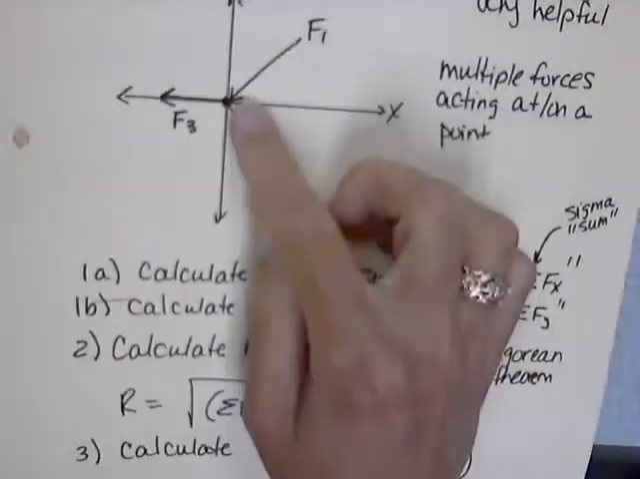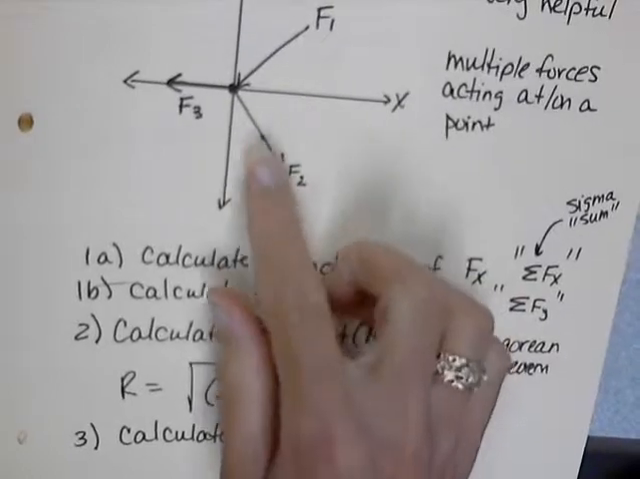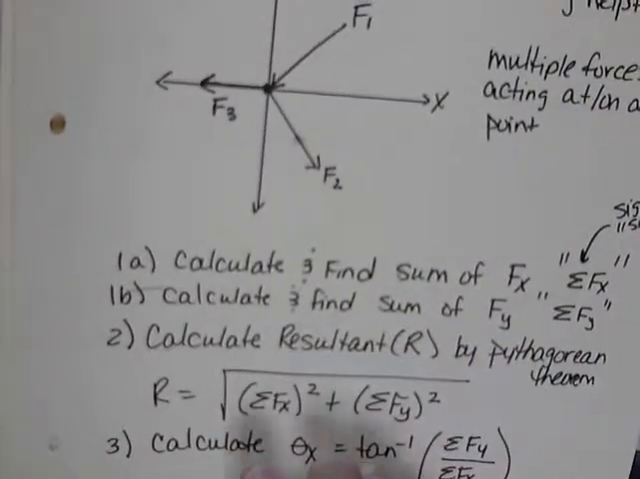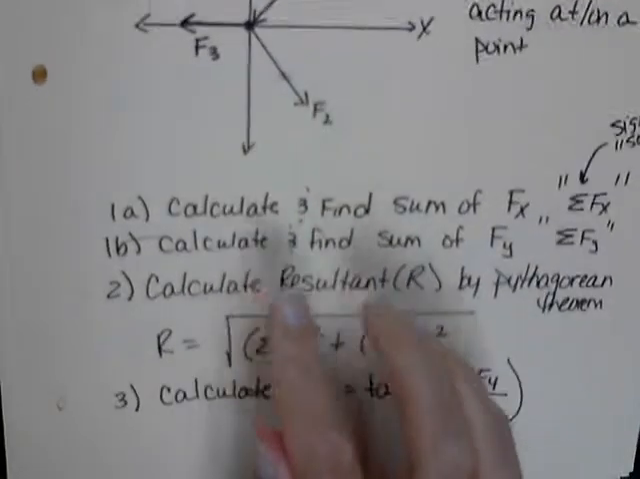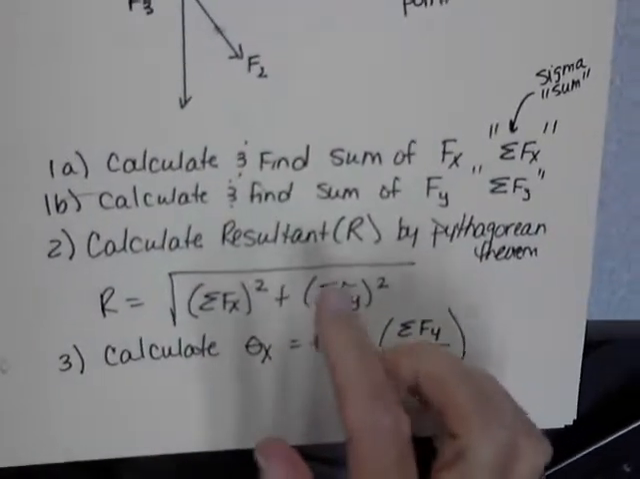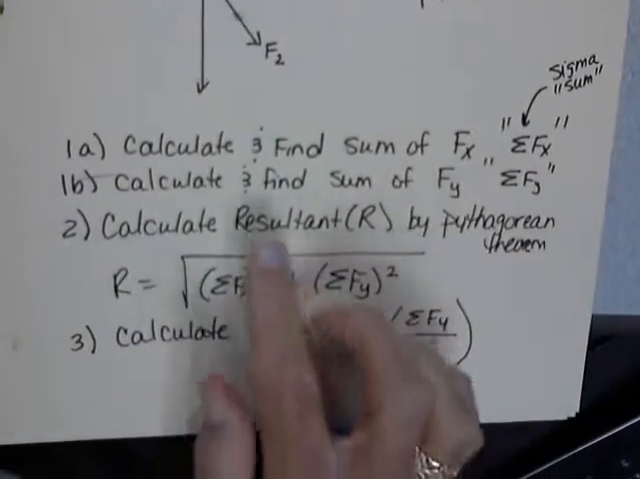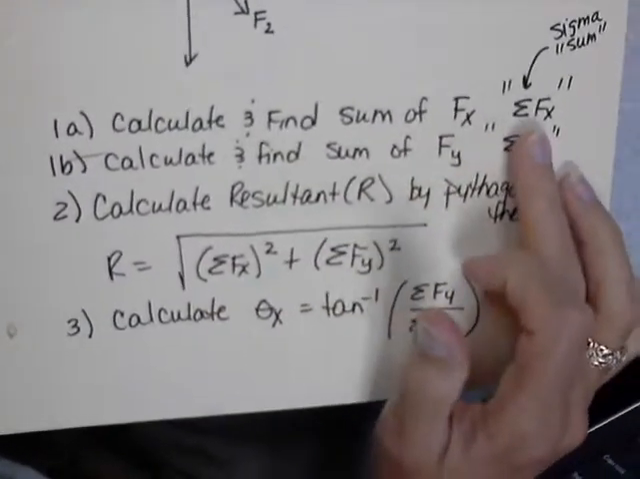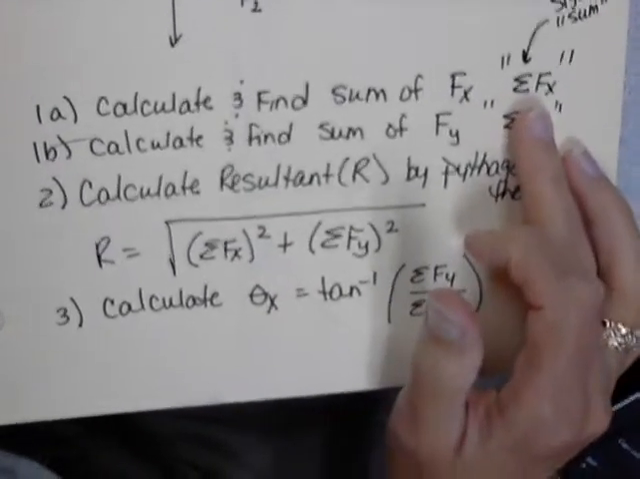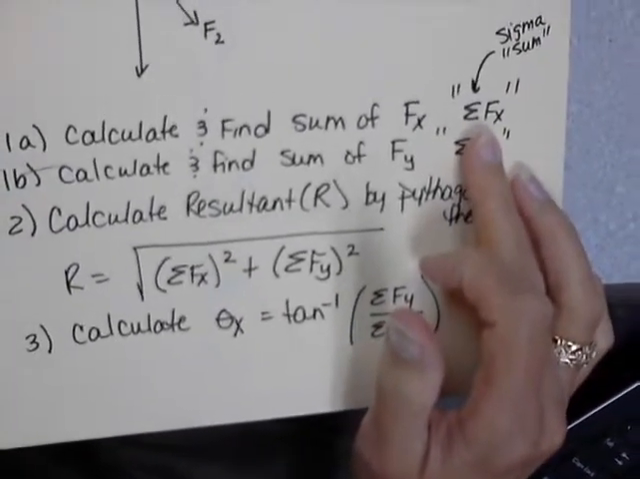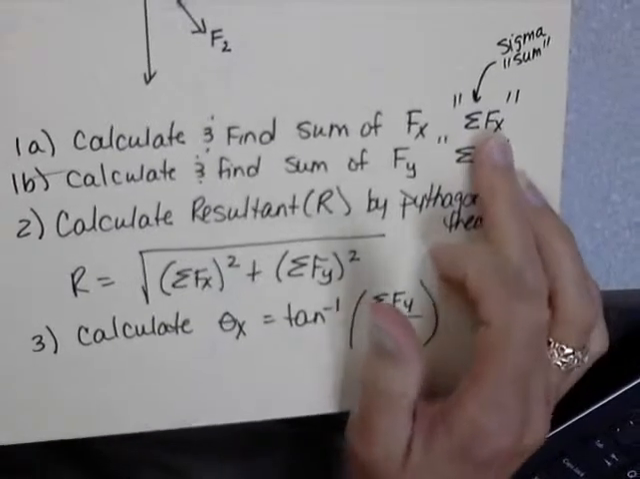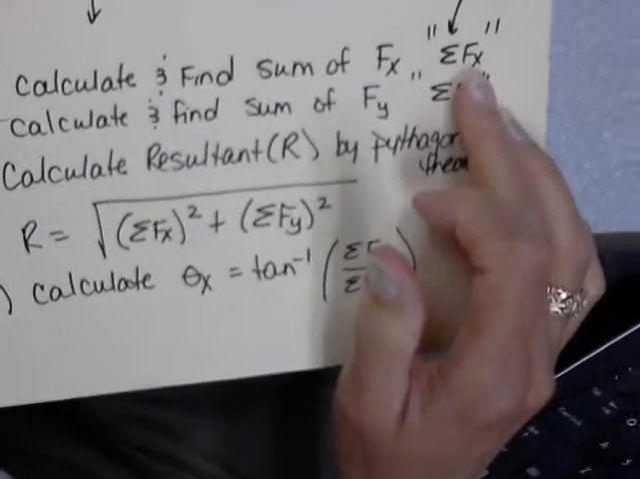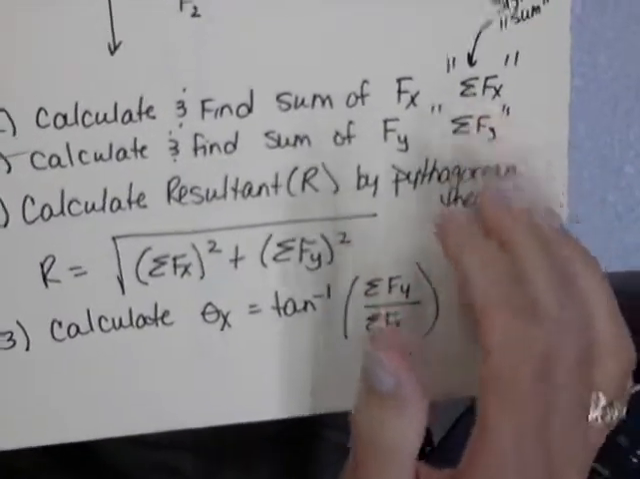We have multiple forces acting at a point. So I've got F1 coming in here, I've got F2 coming out, and I've got F3 pointing horizontally to the left. So in general, the steps for solving any of these kinds of problems is you want to calculate and find the sum of the forces in the X. Your book is going to use the Greek letter sigma for this, and it's going to do F with a subscript of X. At some point it'll change to a subscript of H, but don't worry about that for now.